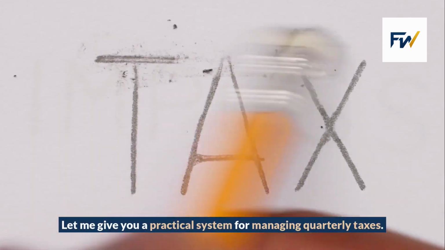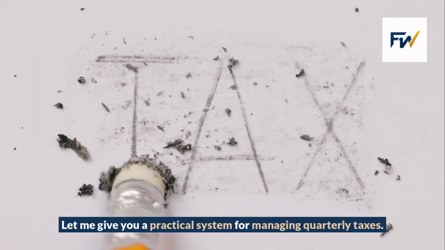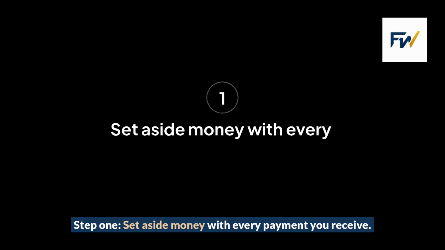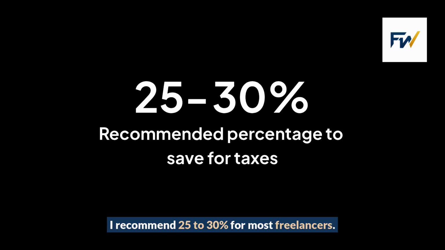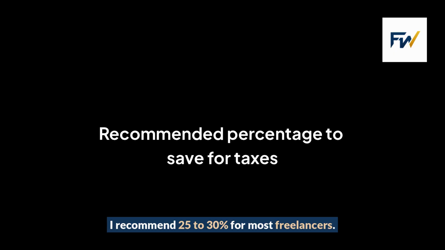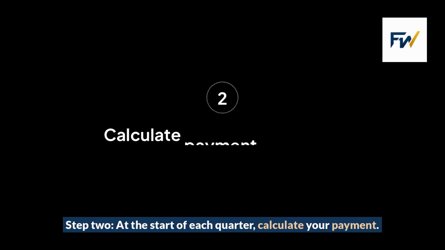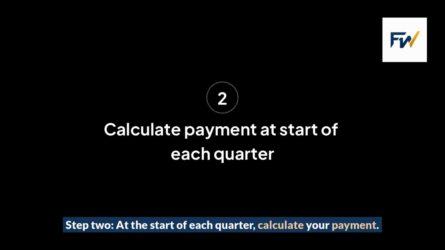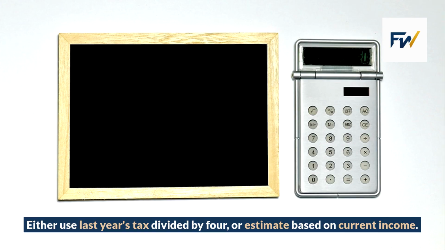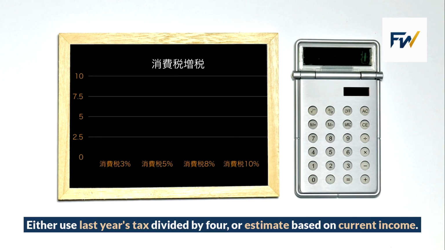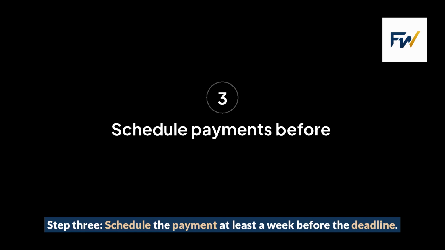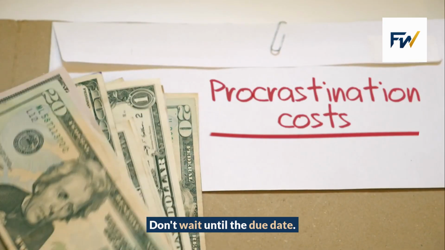Let me give you a practical system for managing quarterly taxes. Step 1. Set aside money with every payment you receive. I recommend 25 to 30% for most freelancers. Put it in a separate savings account labeled Taxes. Step 2. At the start of each quarter, calculate your payment. Either use last year's tax divided by 4 or estimate based on current income. Step 3. Schedule the payment at least a week before the deadline. Don't wait until the due date.